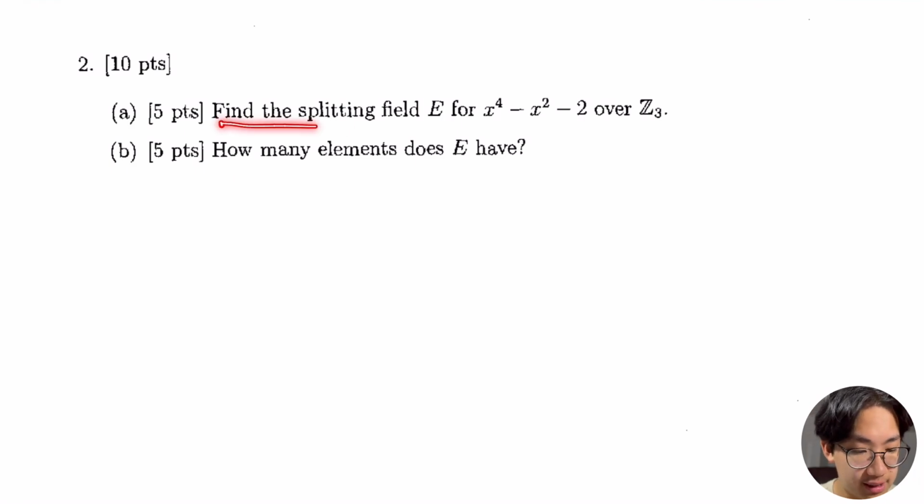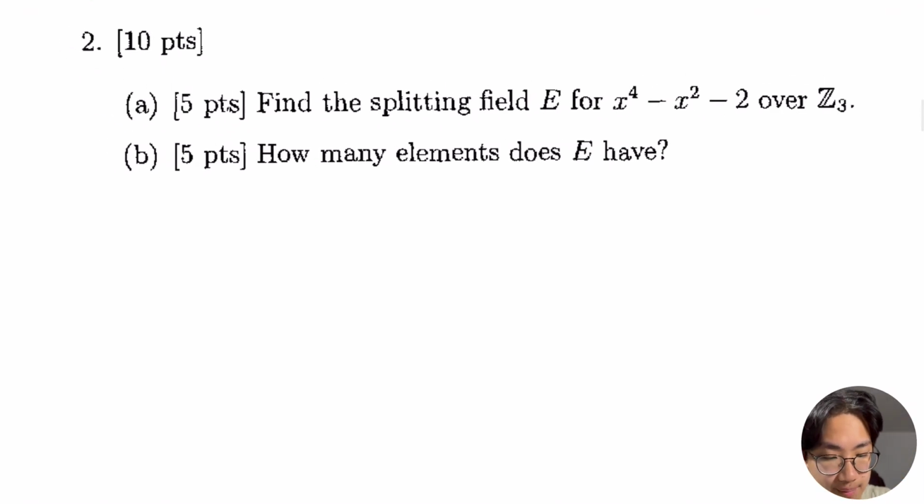So we want to find the splitting field E for this polynomial. Again, now we're working over Z mod 3. As a quick reminder, the definition of splitting field, we're simply looking for the smallest field such that this polynomial here can factor into linear terms. So first, let's see if we can factor x to the 4 minus x squared minus 2 a little bit, see what we can do with it.